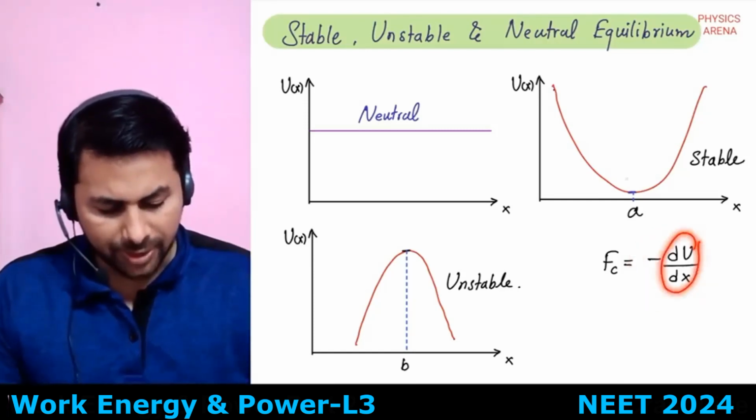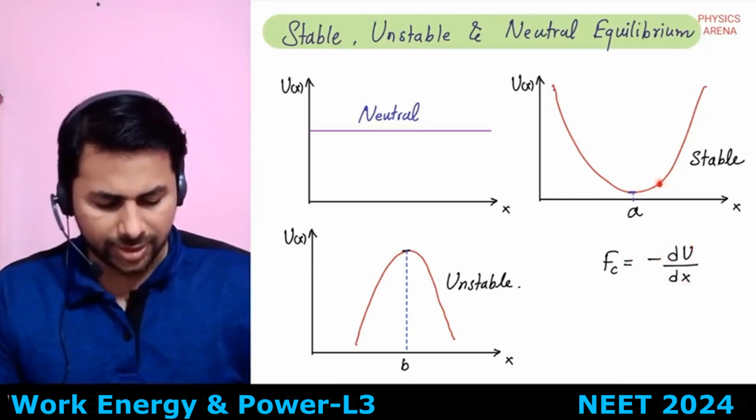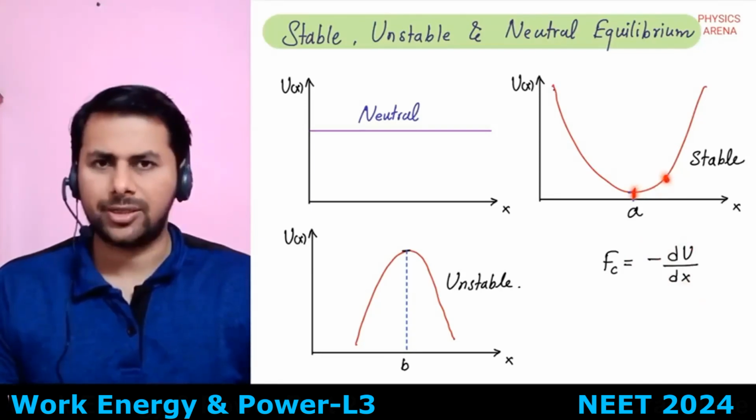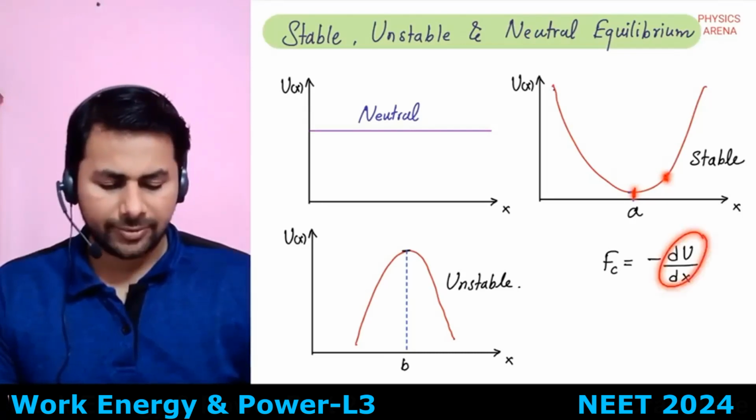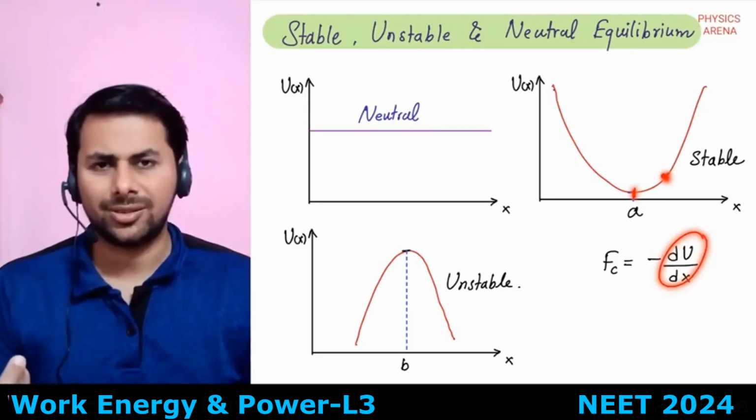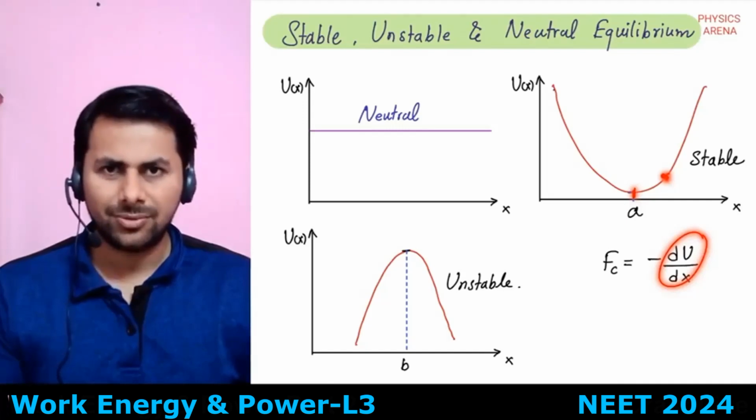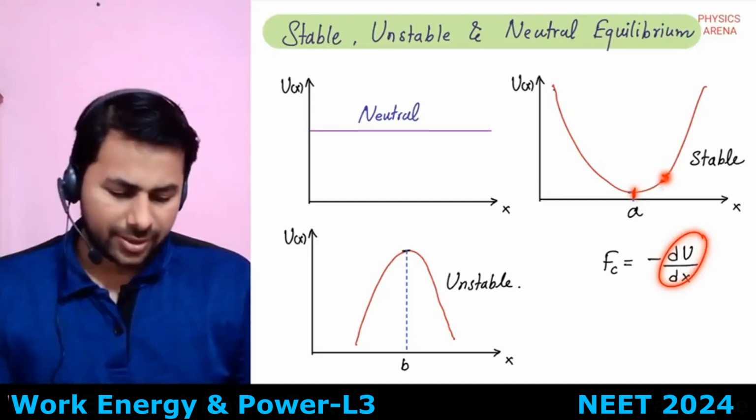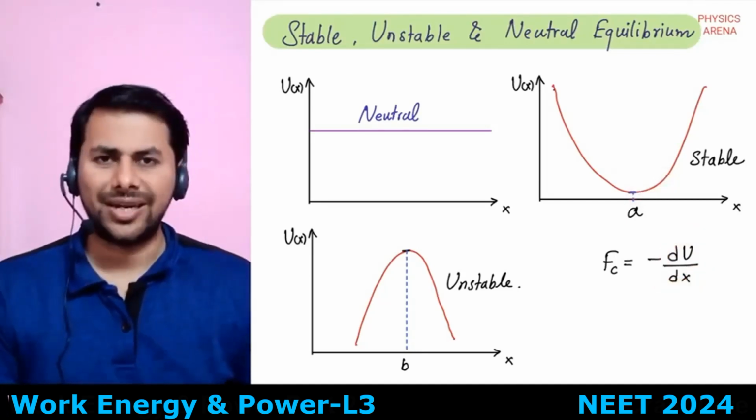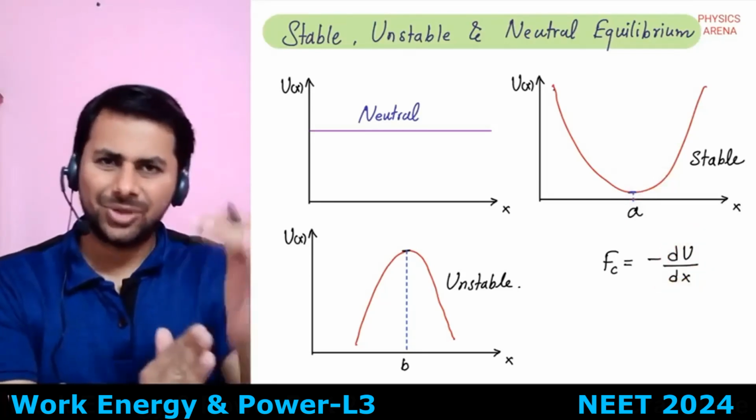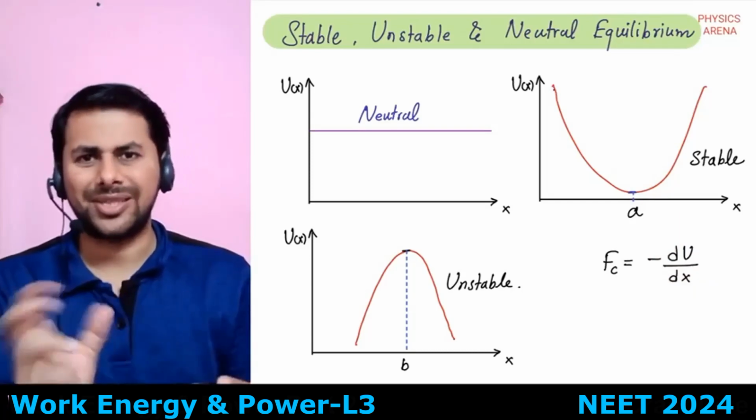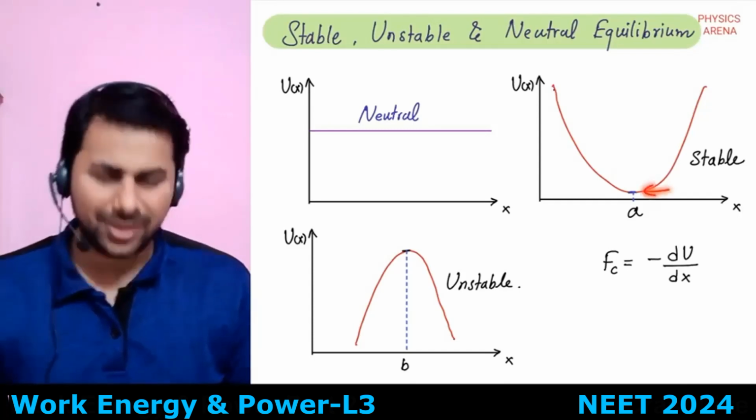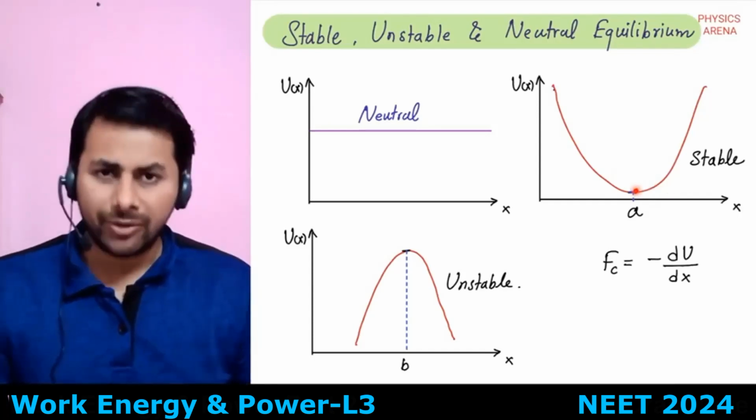So if dU by dx is positive, consider this point. Suppose your object is moved from point A to this point. What will happen? dU by dx will be positive, that means the force is negative. If the force is negative, it is pushing that object towards this point, right? If the displacement is positive, dU by dx is positive, that means the force is negative, and that force is pushing the object towards the equilibrium position.